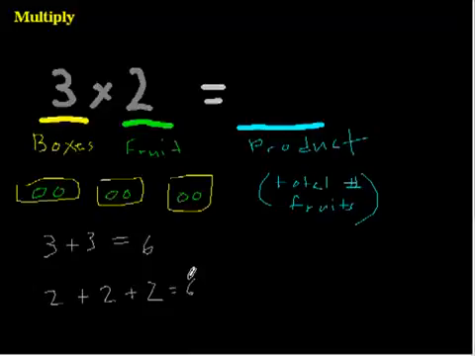And now to verify this, let's go into our boxes and count how many pieces of fruit we have. I have 1, 2, 3, 4, 5, 6. So I know my final answer is 6.